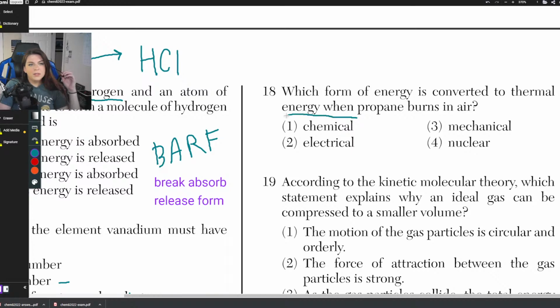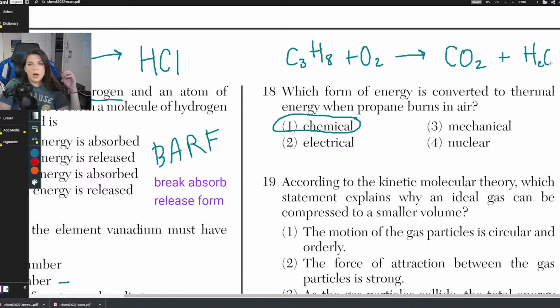It's chemical. In chemistry, chemical energy and potential energy are the same thing. In this case, the propane would be C3H8. We're burning it in the presence of oxygen. The product of every combustion reaction is carbon dioxide and water. So obviously we're breaking bonds. We're forming some new ones, but we're mostly breaking bonds here. When we break bonds, we have to absorb energy, and we release energy when we're forming bonds, but the energy that is stored in that bond is called chemical energy.